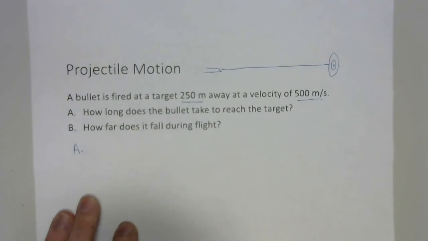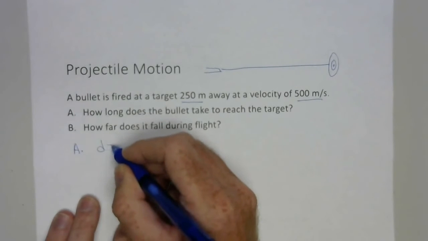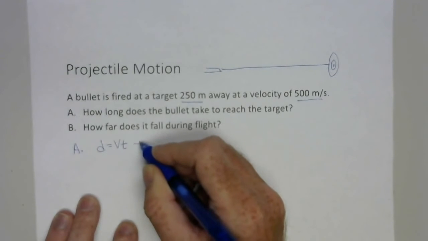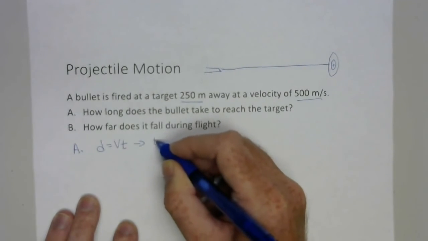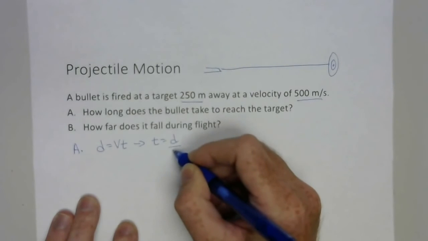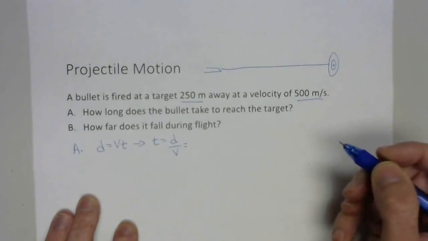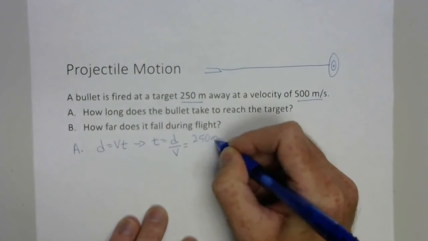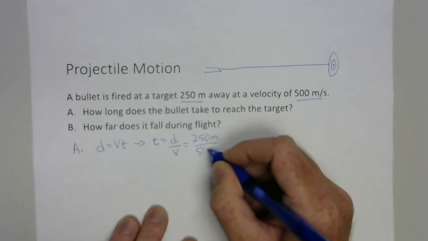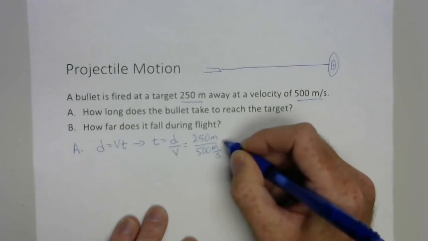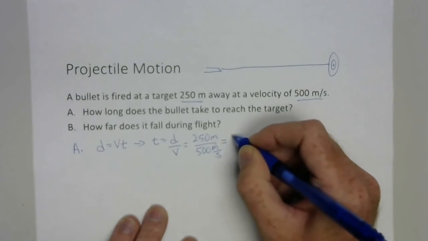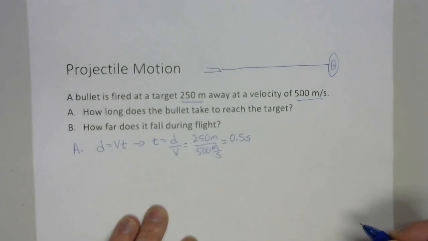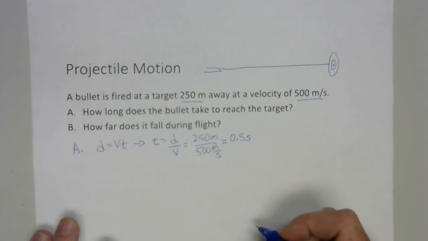So the distance is equal to the velocity times the time, or since we want to know time, time is going to be equal to distance divided by velocity. So we've got 250 meters traveling at 500 meters per second. It's going to give you 1/2 a second again.